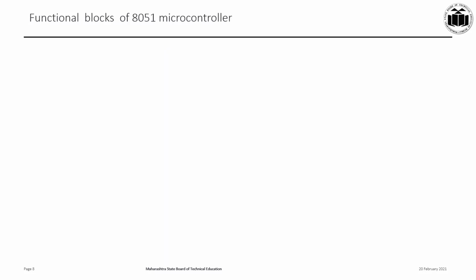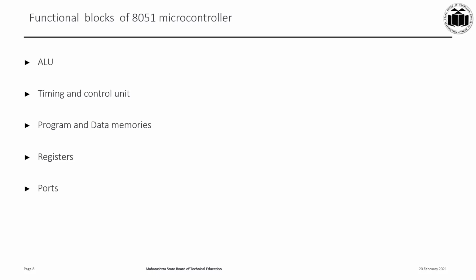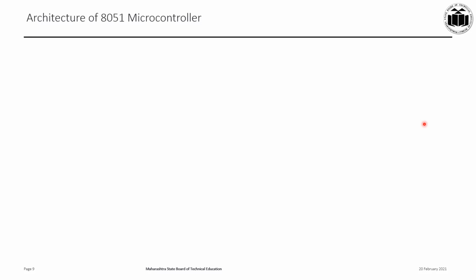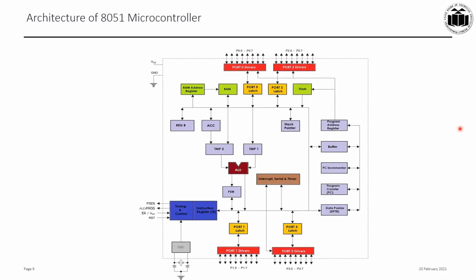The different functional blocks of the 8051 microcontroller are the arithmetic logic unit, the timing and control unit, program and data memories, the registers, and the ports. Let us look at the detailed architecture of 8051 microcontroller. Here you can see the different functional blocks. The first one being the arithmetic logic unit.